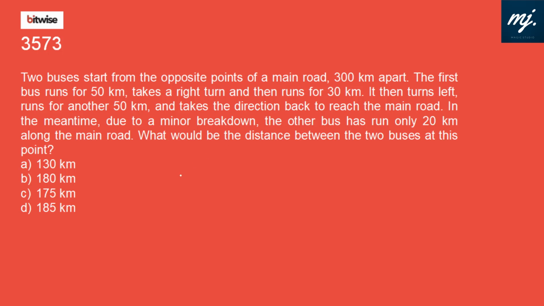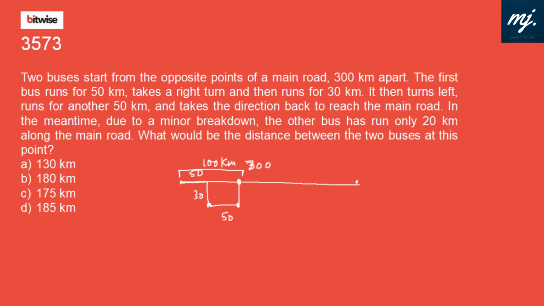Two buses start from the opposite points of a main road 300 km apart. The first bus runs for 50 kilometers, takes a right turn and then runs for 30 km. It then turns left, now moving towards south, and turning left runs for another 50. And it takes the direction back to reach the main road. Now it reaches the main road. So that means on the main road, this bus has travelled 50 plus 50, 100 kilometers.